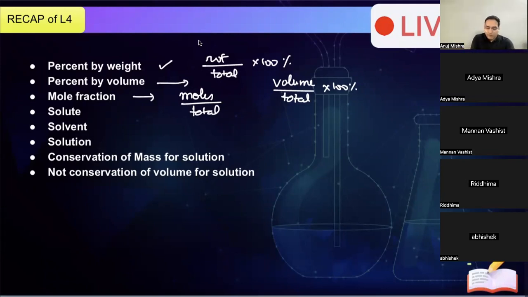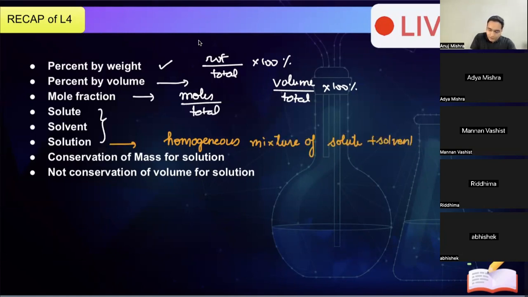Now, the next thing is solute, solvent, and solution. In the last class, we learned what a solution is. A solution is a homogeneous mixture of solute and solvent. This word, homogeneous mixture, was very important. When I use the word homogeneous mixture, I have told very clearly that this represents a common phase, the same phase. After mixing solute and solvent, we come to a common phase.